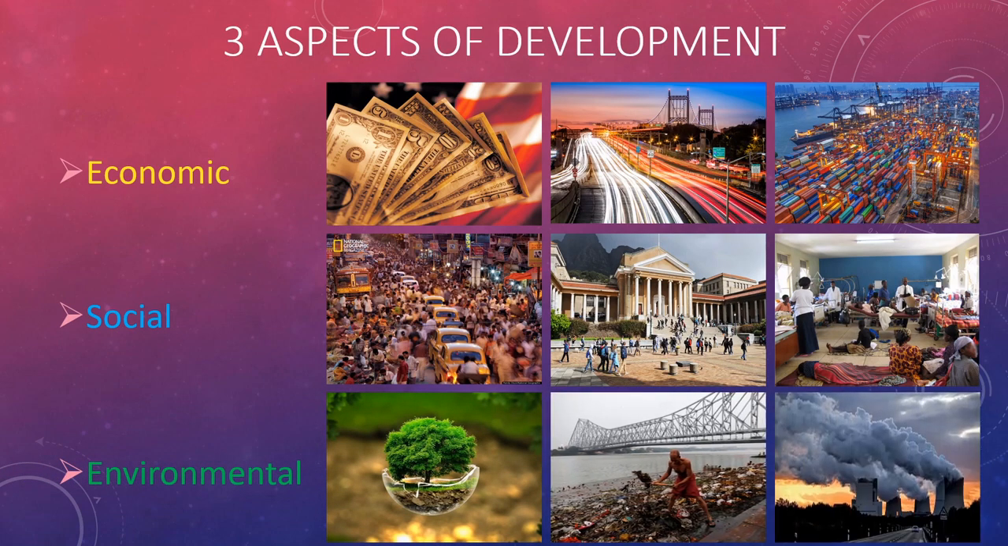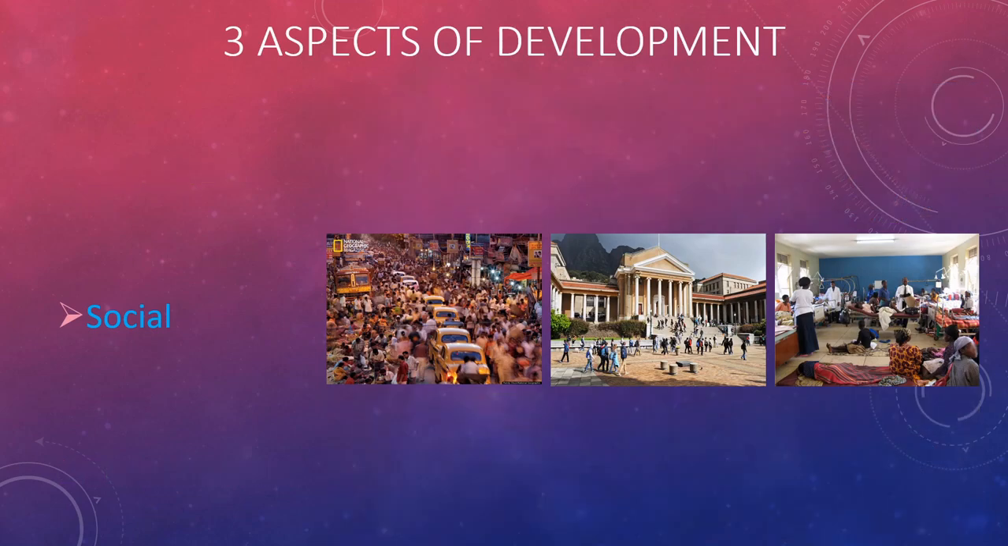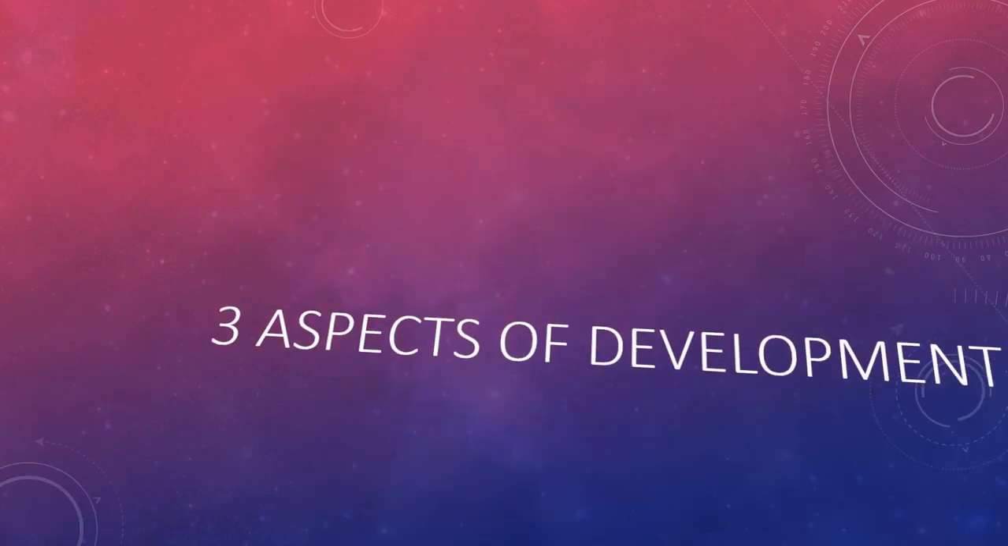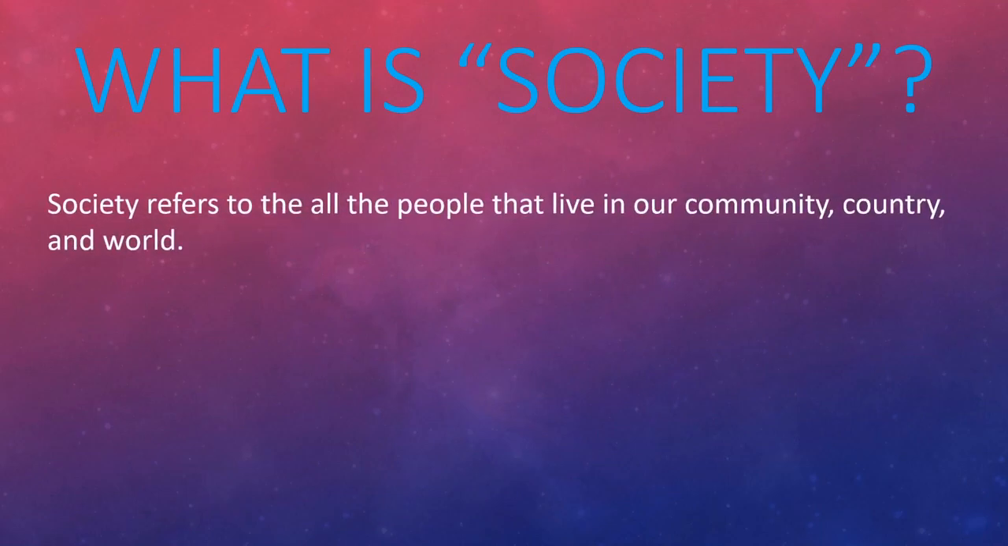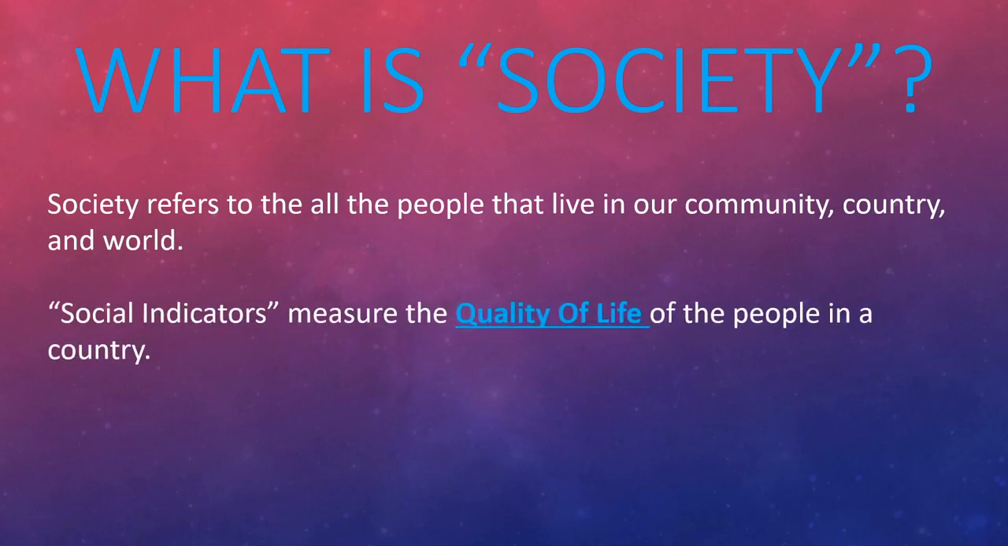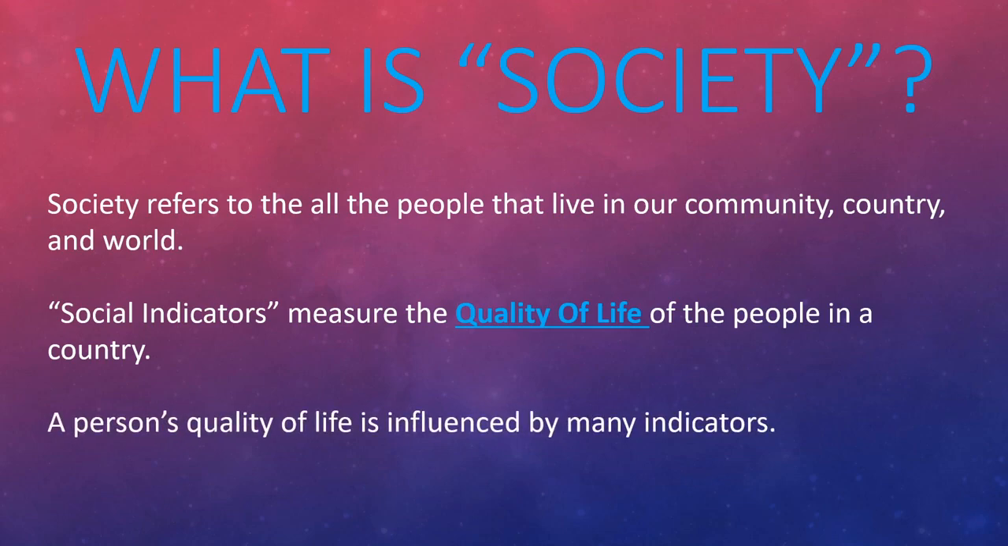As I said earlier, in this video we are going to focus on social or societal development. When we talk about society, we talk about the people who live around us in our community, our country, and around the world. Measuring social development basically means measuring the quality of life of the general society. Quality of life refers to the standard of living, health, and happiness of people.